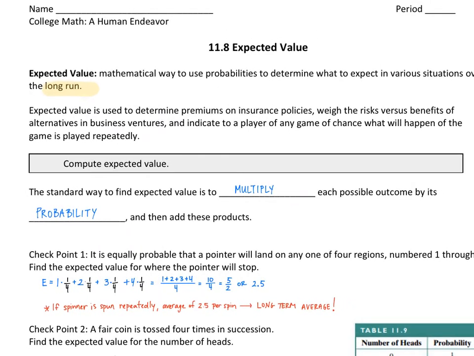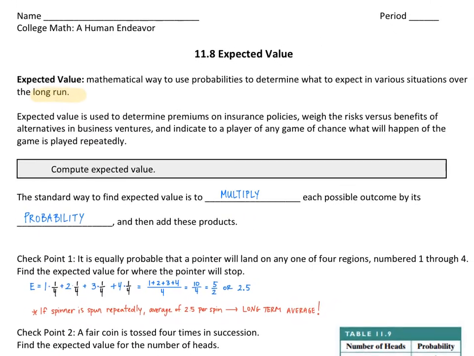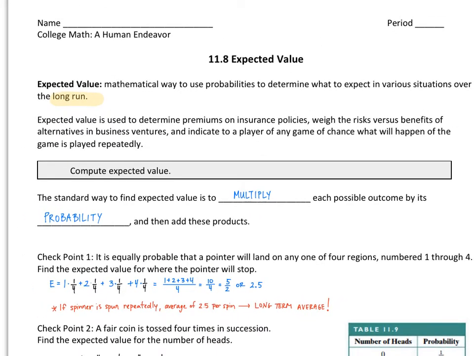It is equally probable that a pointer will land on any one of four regions numbered 1 through 4. Find the expected value for where the pointer will stop. So I have an equal probability that it'll land on 1 through 4. So the probability of landing on any of those four numbers is going to be 1/4.